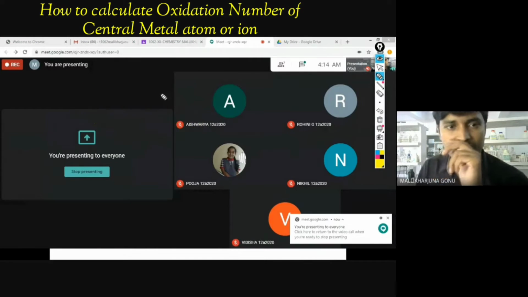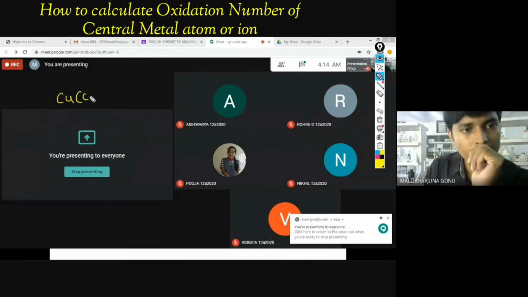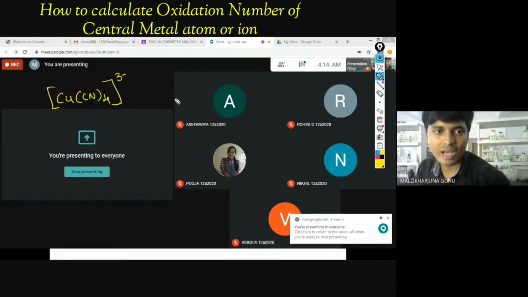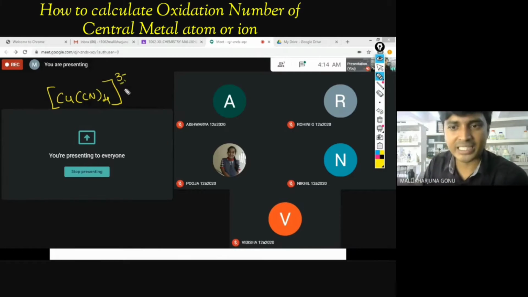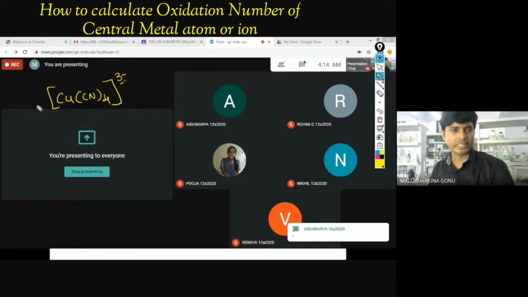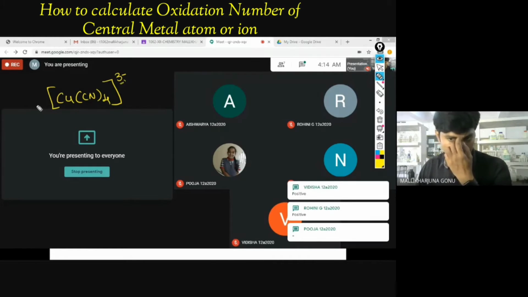Go step by step, first initially. CuCN4 3 minus. How to calculate the oxidation number of the central metal atom? Here the 3 minus means some other counter ions are there. Which counter ions will be there? Will it have positive counter ions or negative counter ions? All of you type in chat message. Here 3 minus is coming. Aishwarya, positive. Very good. Rohini positive, Pooja positive. Very good.